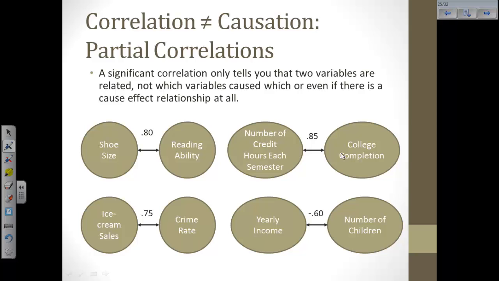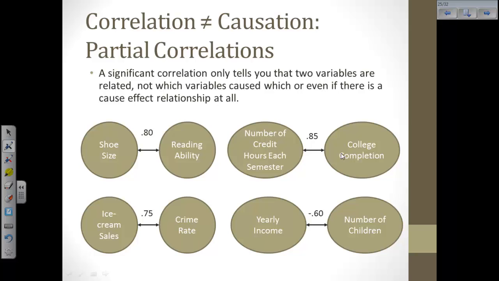So here's another example that's pretty relevant to you guys. There's a big push for this 15 to Finish, I think is what it's called, where they're really encouraging college students to take 15 credit hours a semester because research suggests that those who take 15 credit hours a semester have a far, far better college completion rate.